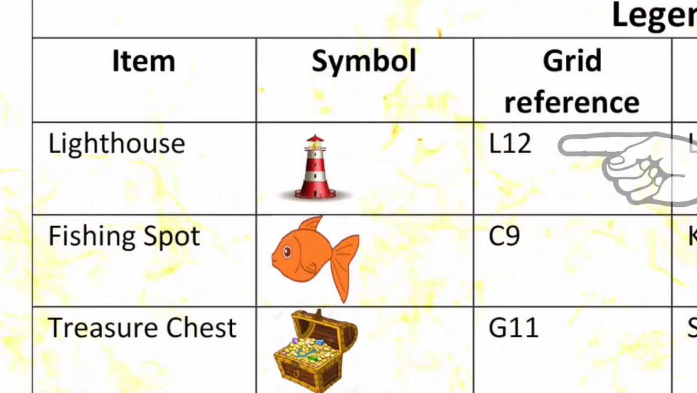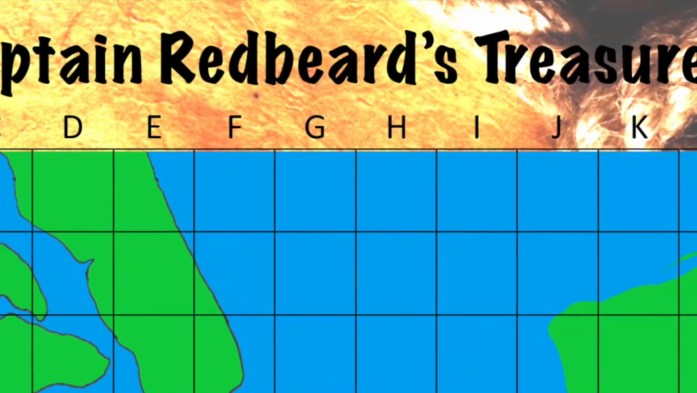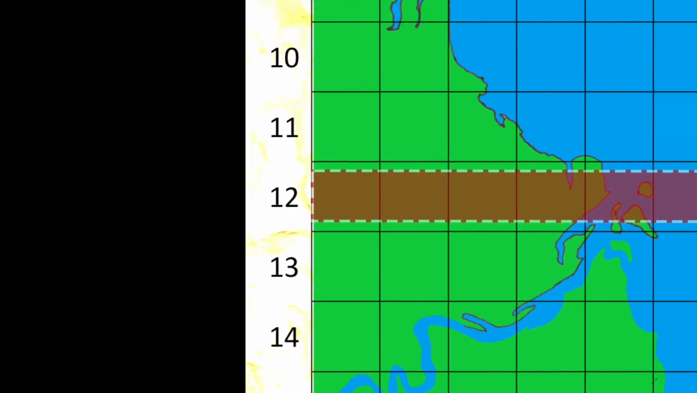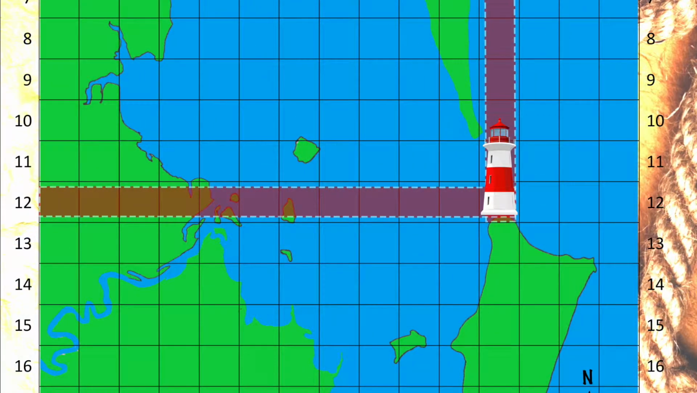Great. The grid reference for the lighthouse is L12. The letter L refers to the column on the grid and the number 12 refers to the row. To find the location of the lighthouse, we begin in the top left corner of the map, move along to the right and find column L. Then look down the left hand side to find the correct row 12. So we know the lighthouse is at the specific grid L12 because it is the intersection of column L and row 12.